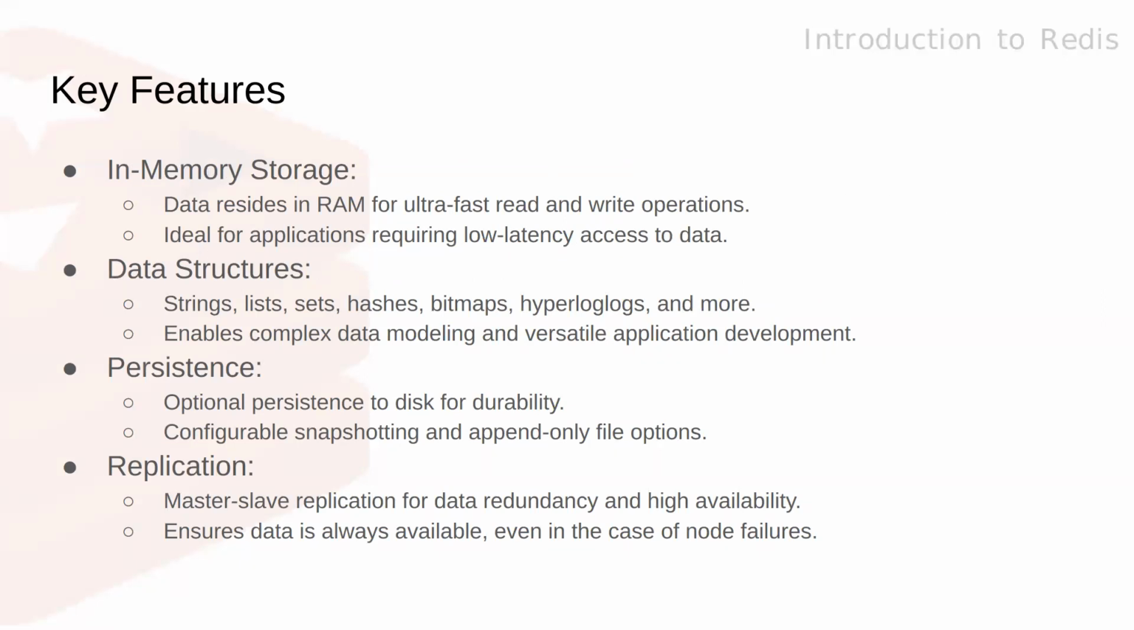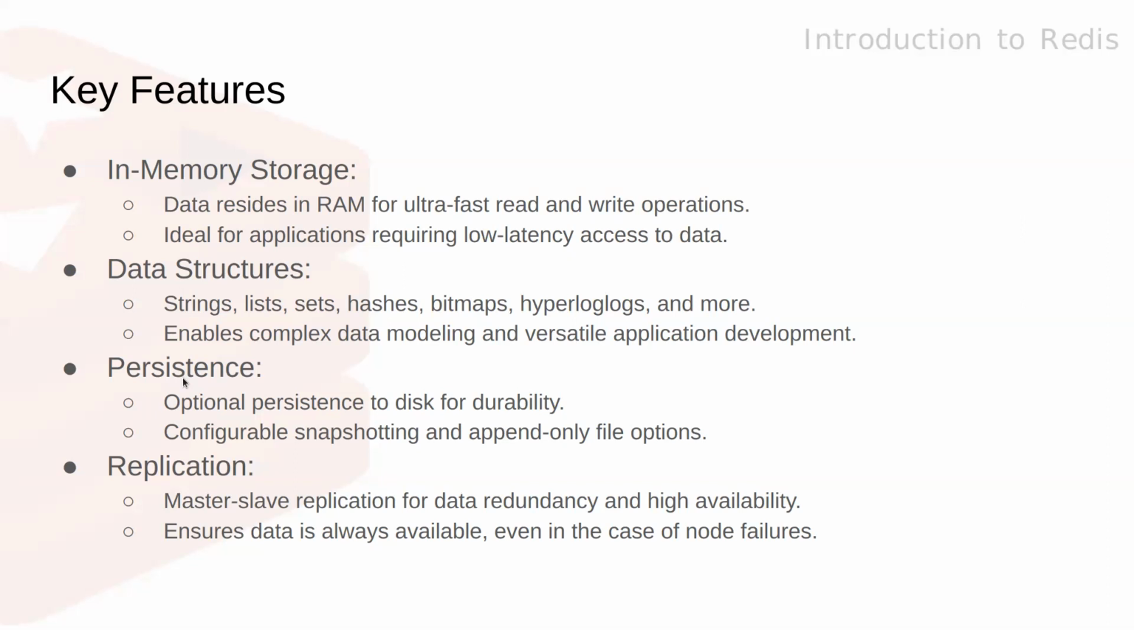So what are the key features of Redis? It's in-memory storage. Data we can store in RAM. So when you're storing in RAM and accessing from RAM, it will be very fast, with fast read and write operations. So this is ideal for applications requiring low latency access to data. It has various types of data structures: strings, lists, sets, hashes, and other data structures as well. So it enables complex data modeling and versatile application development.